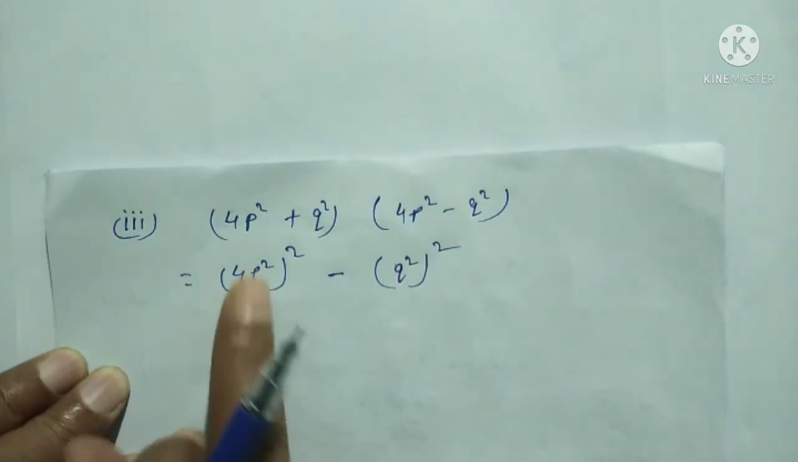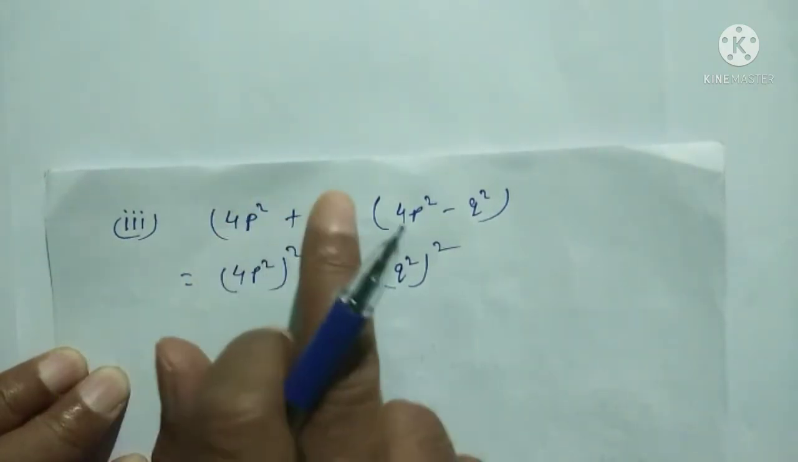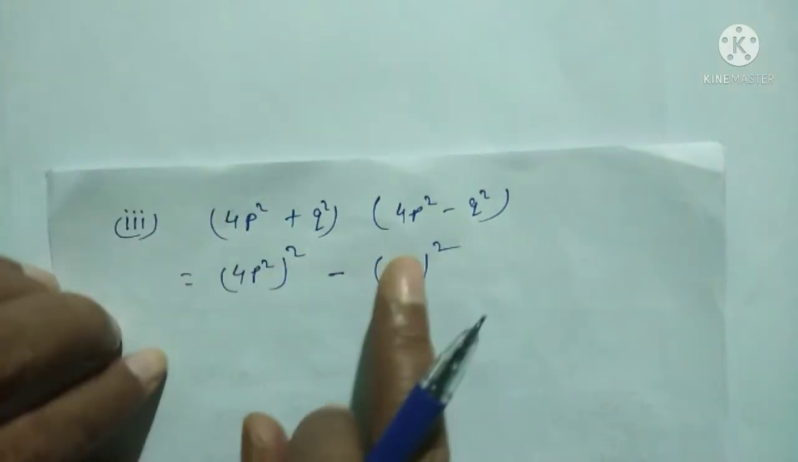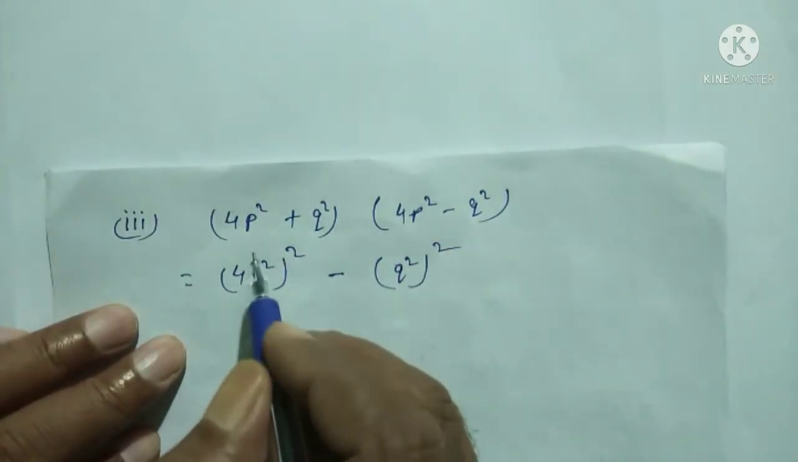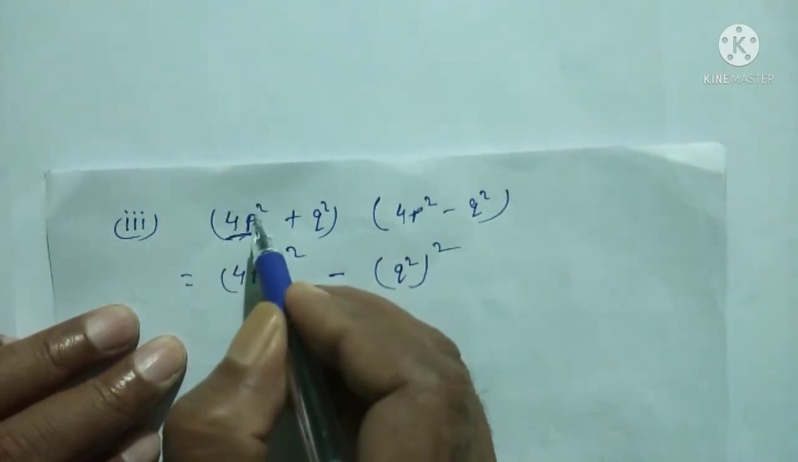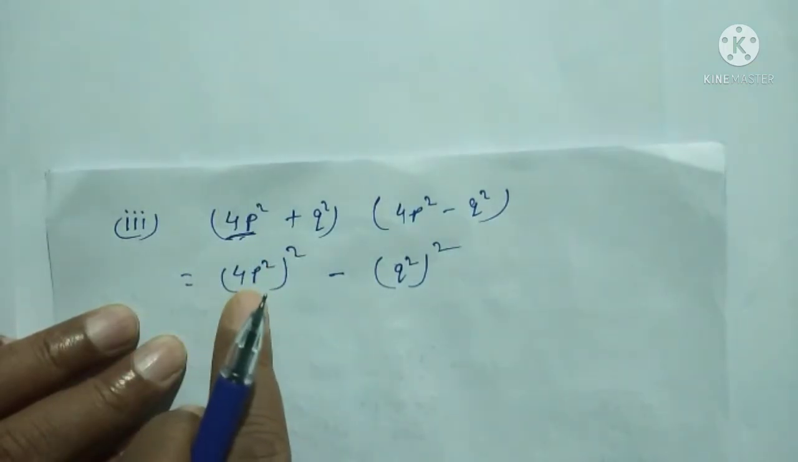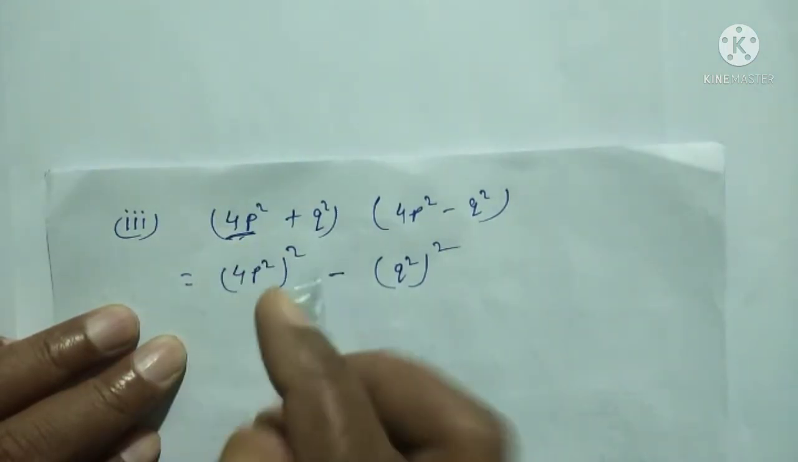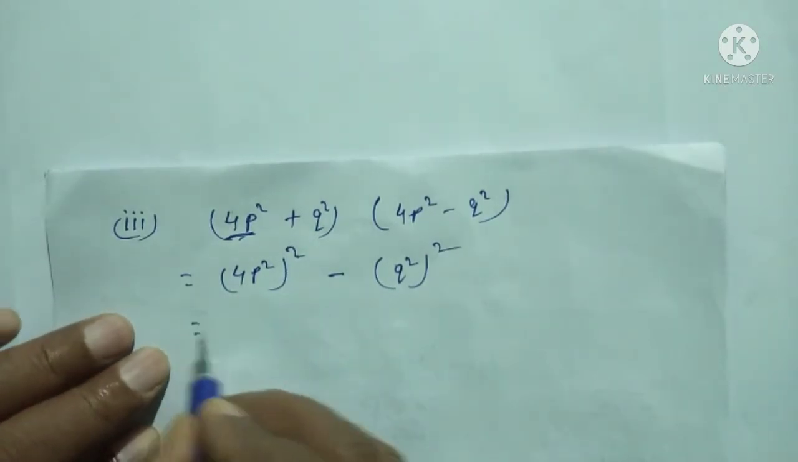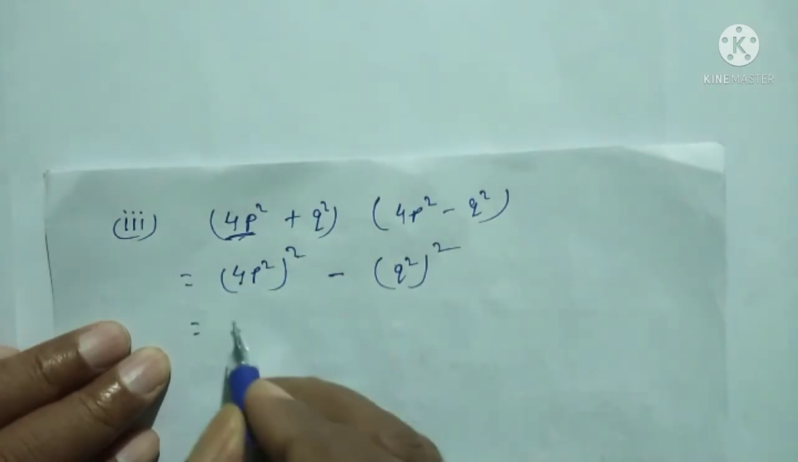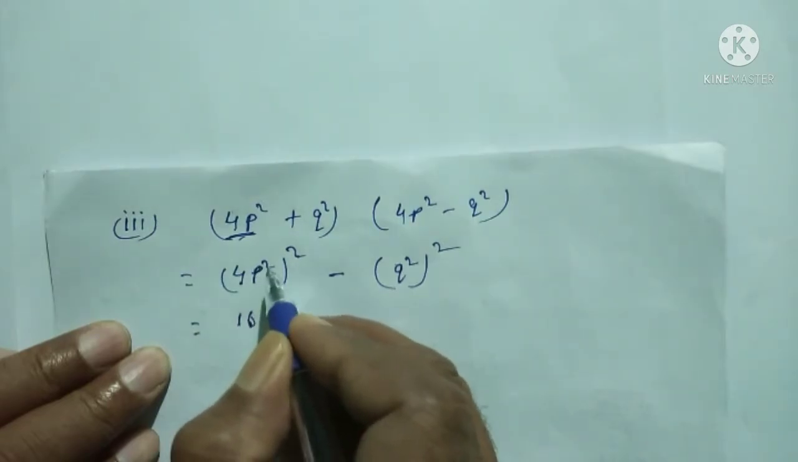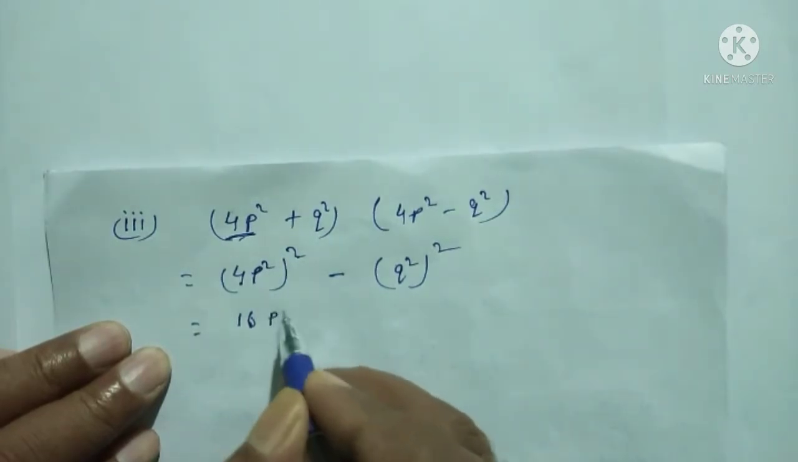So here square. A means 4p square. B means q square. Square of A, write here square. Square of B, write here square. Remember, this is 4p square. It is A, means first number. And you have to write here square of the first number. So here it will be 4p square, then again square. Now, square of 4, 4 4 is 16. Square of P, P square. Here it is P square and again square. So P square.